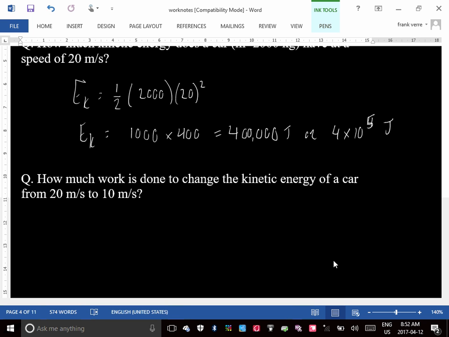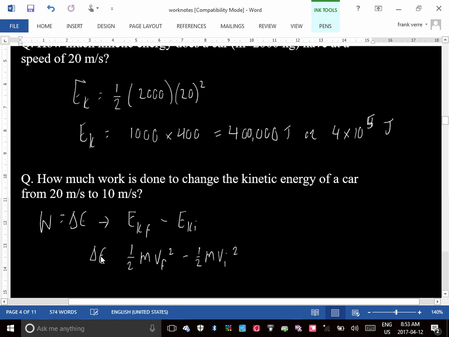So in this question here, we ask how much work is done to change the kinetic energy of a car from 20 meters per second to 10 meters per second. So you can see the energy of the car is changing because the speed is slowing down, right? So we can define work as a change in energy. Now delta means what? So E kinetic energy final minus kinetic energy initial, right? So that would be E K final minus E K initial, right? So that would be what then? Well, what's EK? EK is 1/2 m vf squared minus 1/2 m vi squared. That's your change in energy, right?